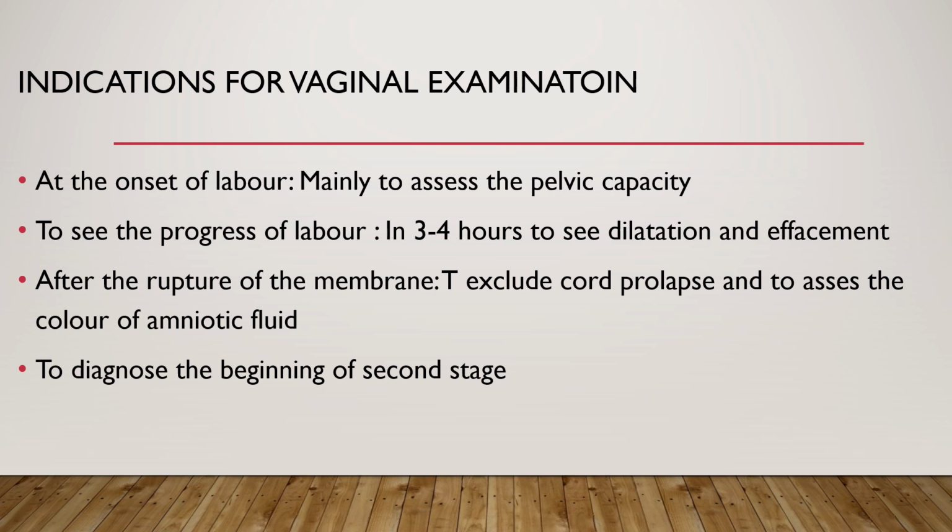And next, in order to diagnose the beginning of the second stage, that is second stage of labor means it is after the full dilatation of the cervix and it ends up with the delivery of the baby. So if you're doing the vaginal examination, you can see whether the cervix is fully dilated, that is 10 centimeter dilated. If it is 10 centimeter dilated, we can make sure that the second stage of labor has started. So you should make arrangements for receiving the baby. Such things we are supposed to do. So that's all about the main aspects of vaginal examination.